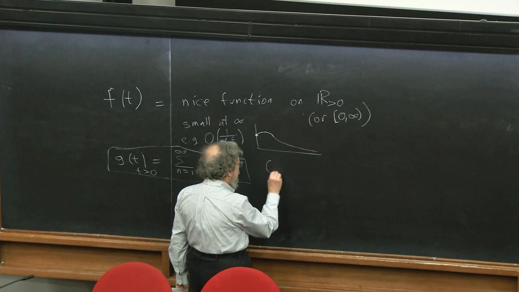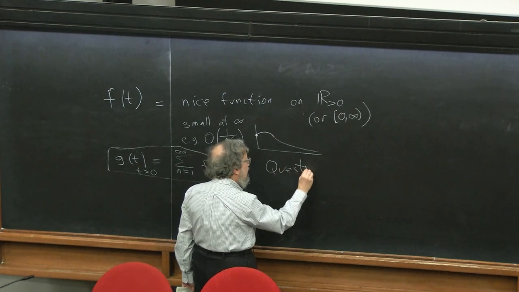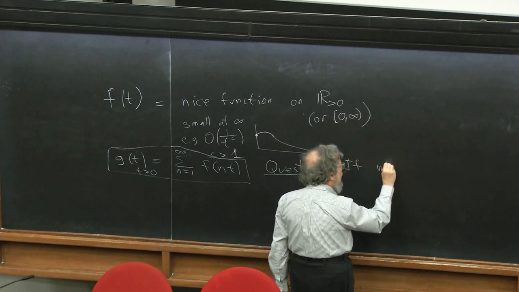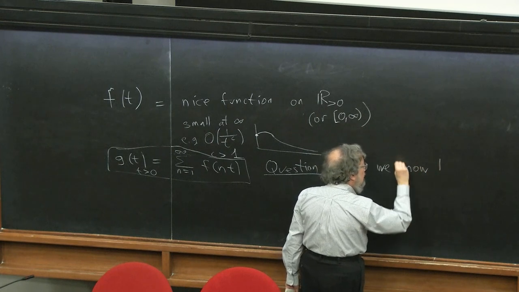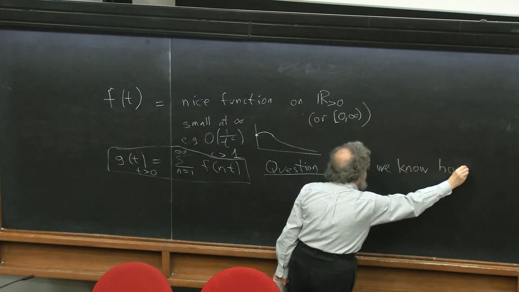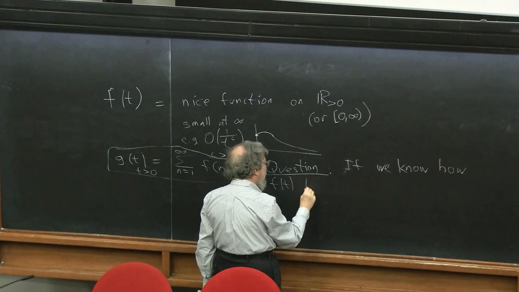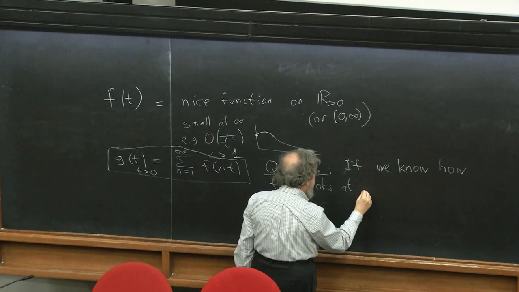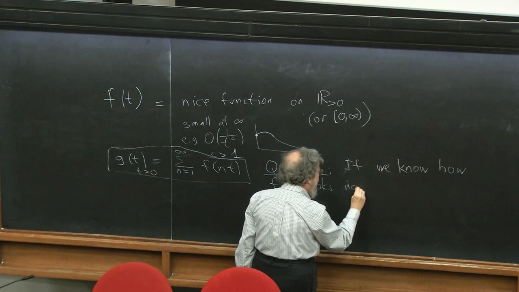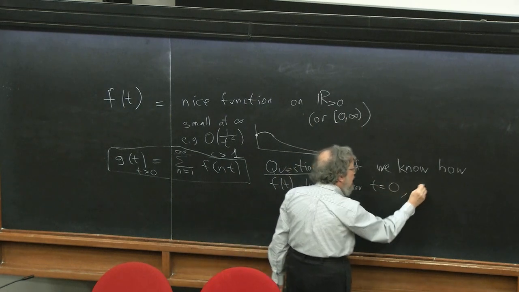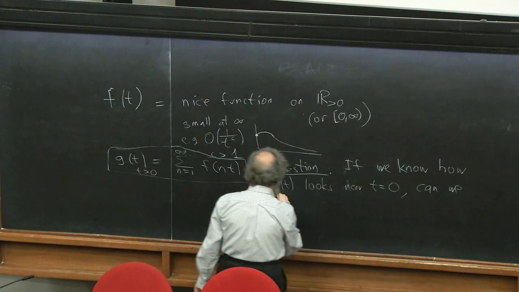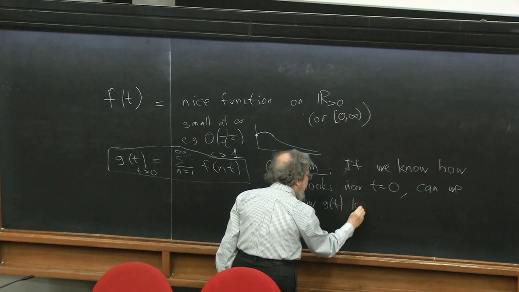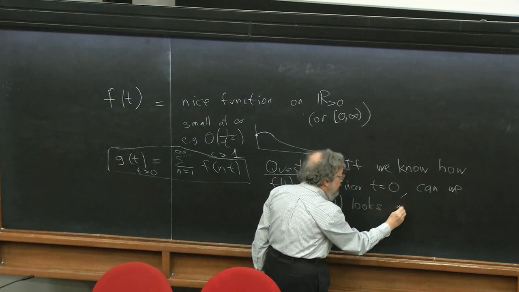And the question is, if we know, so f is a known function, if we know how f of t looks, well, at infinity there's no real question, it's just small. But at, or rather near, t equals zero, can we say how this infinite sum looks? Again, near t equals zero.